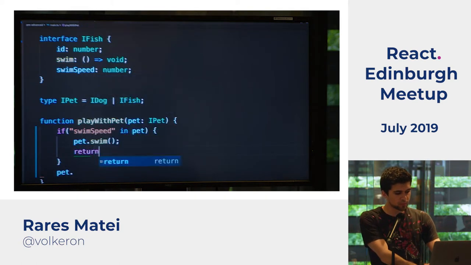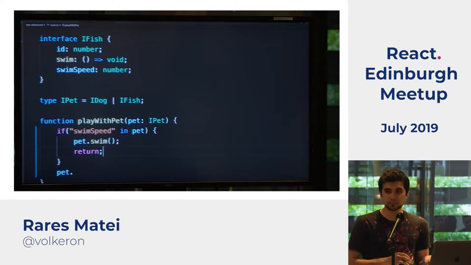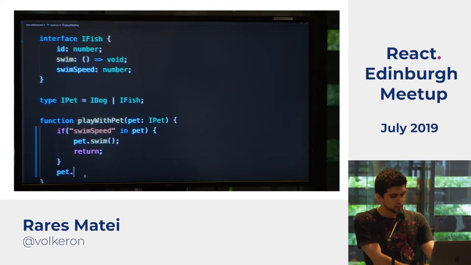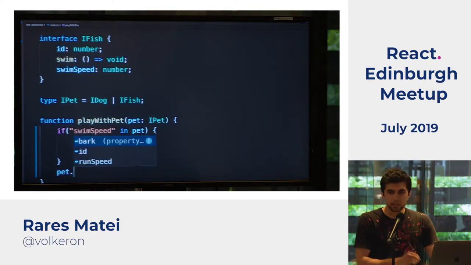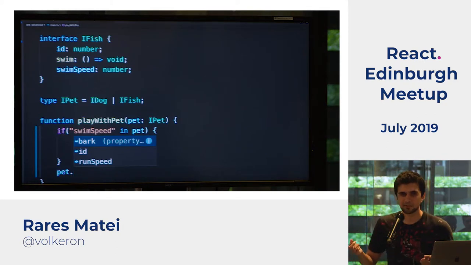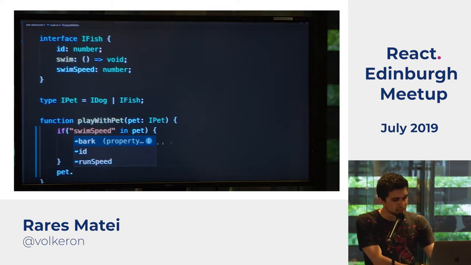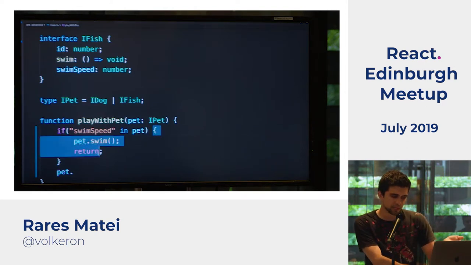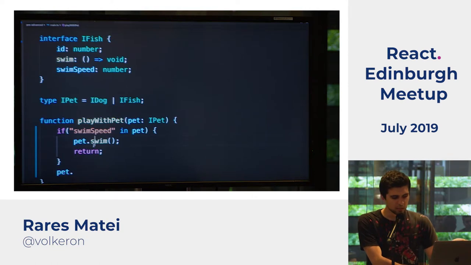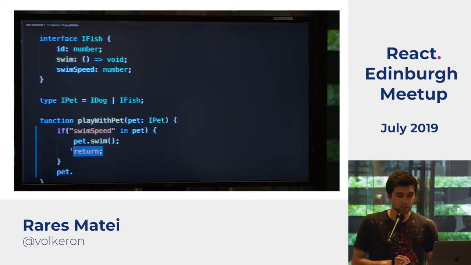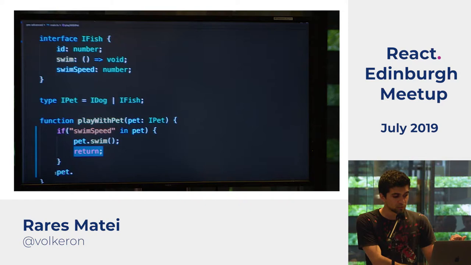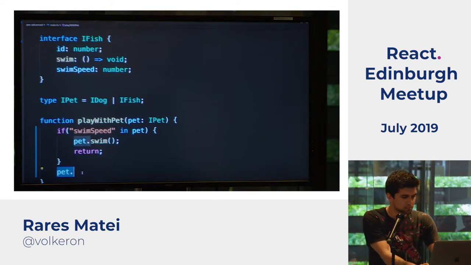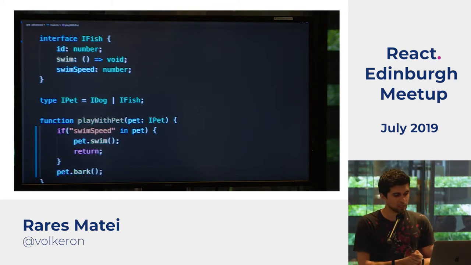But what if I return from here? What if inside the if statement I return? In that case, I get dog properties below it, right? Because TypeScript knows that if it's a fish, it's going to go inside the if statement, swim a bit, and then return. So it's going to return the function. By the time it gets to this line, we know the only thing it can be is a dog, right? So we can safely call that.